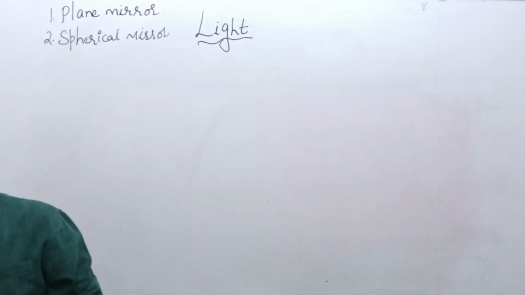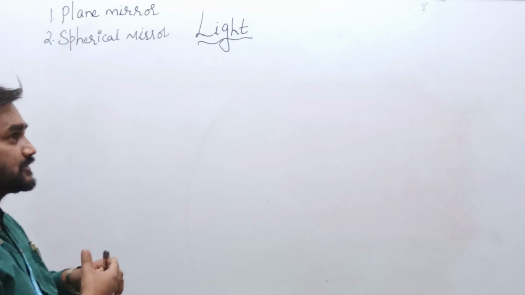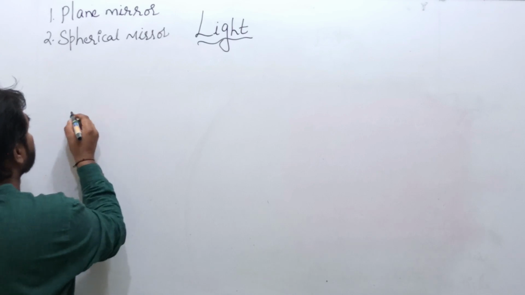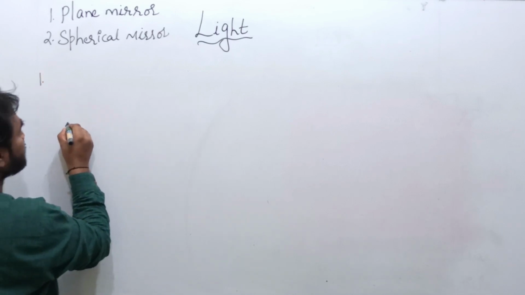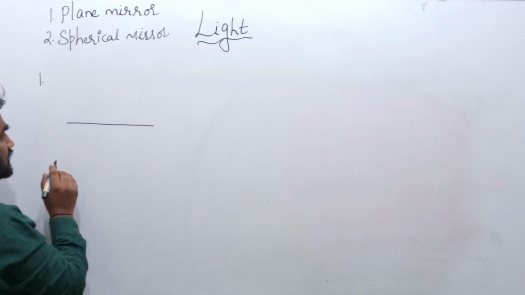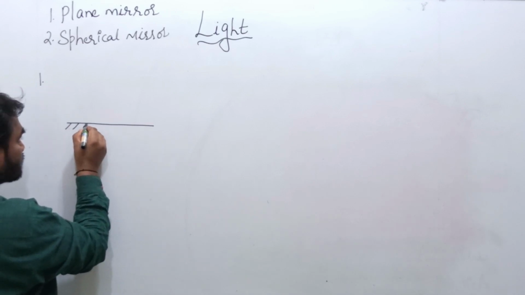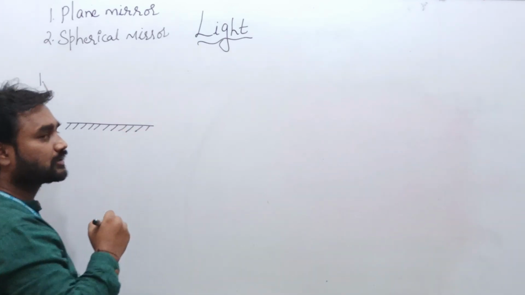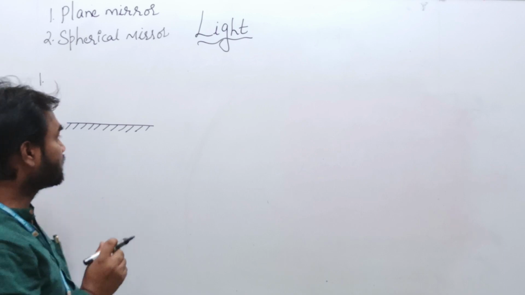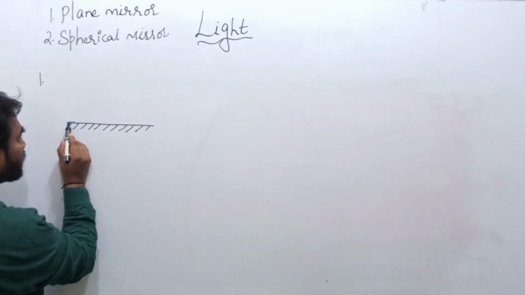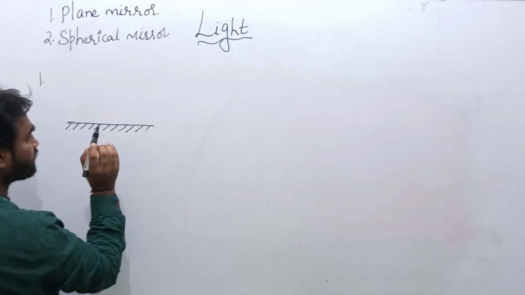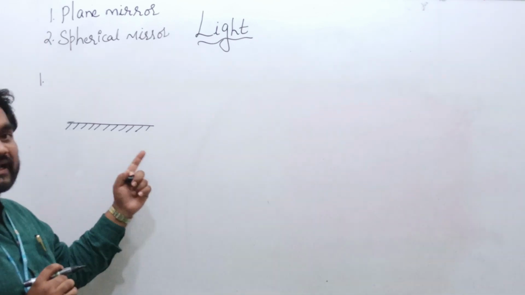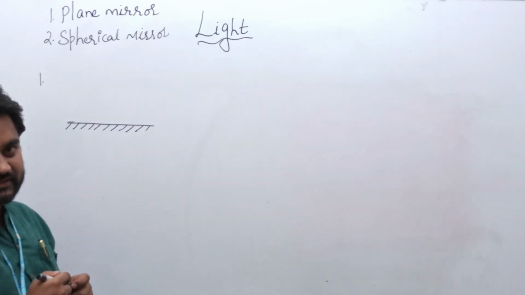Now, in this diagram the plane mirror is represented by a straight line and this is the shaded part. This shaded part tells you that it is non-reflective, and the above one is the reflecting surface. The below one, which is shaded by lines, is the non-reflecting surface.